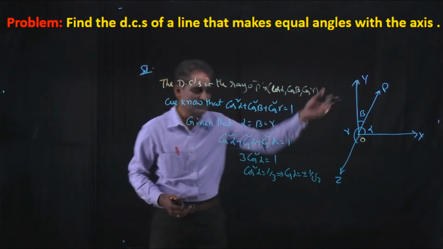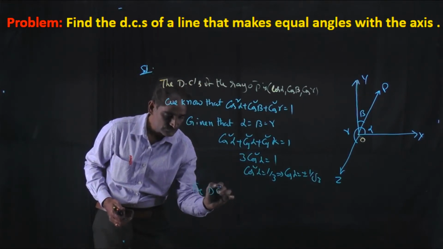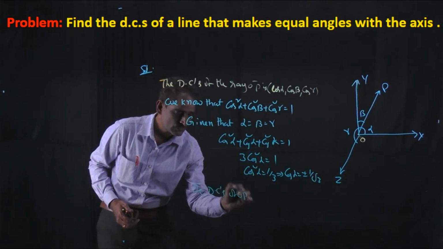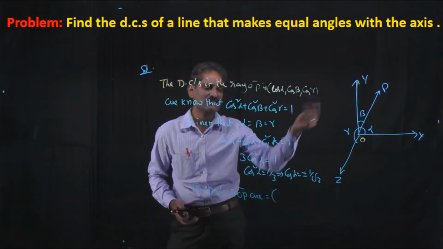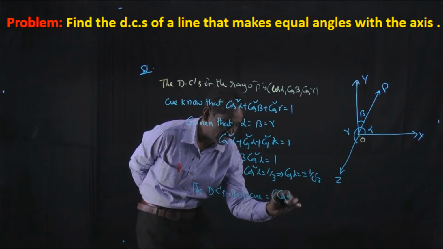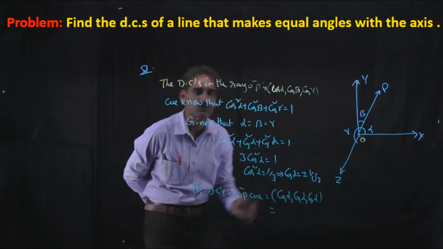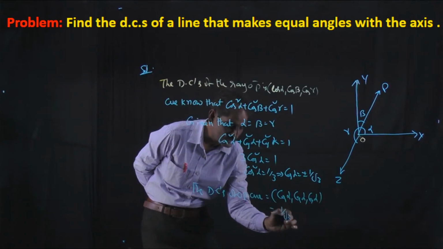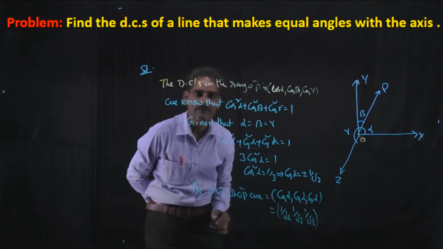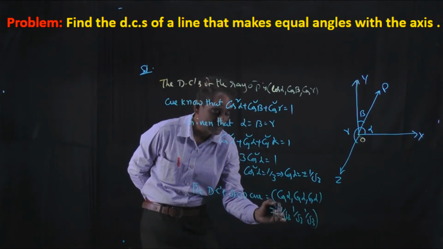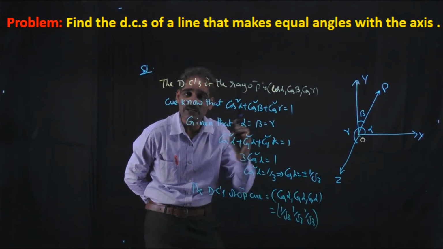Therefore, the DCs of OP are cos alpha, cos alpha, cos alpha. The value of each is equal to plus or minus 1 by root 3: plus or minus 1 by root 3, plus or minus 1 by root 3, plus or minus 1 by root 3. Understand? So we can take plus or minus. These are the DCs of the line that makes equal angles with the coordinate axes.